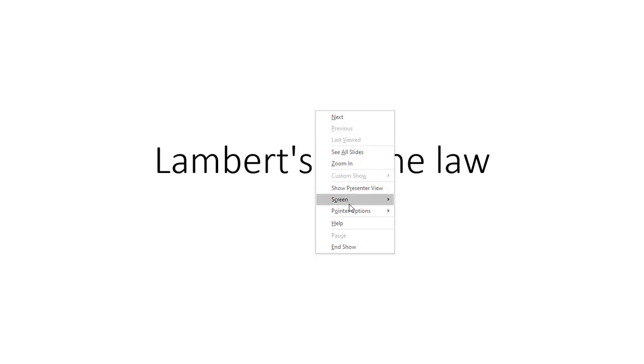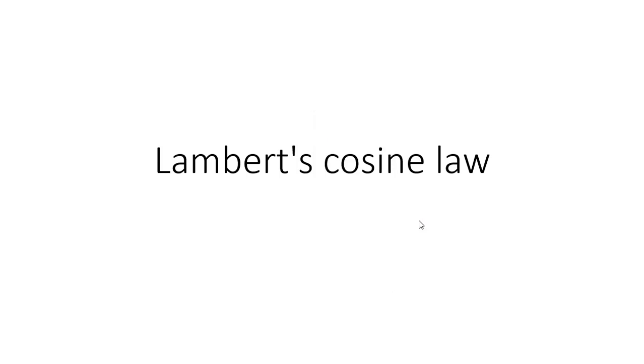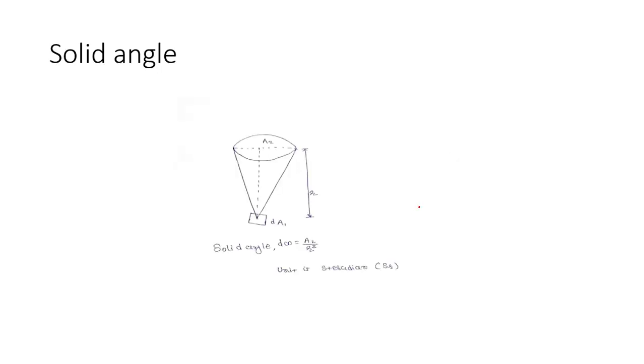In today's topic, we will discuss Lambert cosine law. Now, to know about Lambert cosine law, we need to understand a few definitions. So, we will start with that. First is solid angle. What is solid angle?